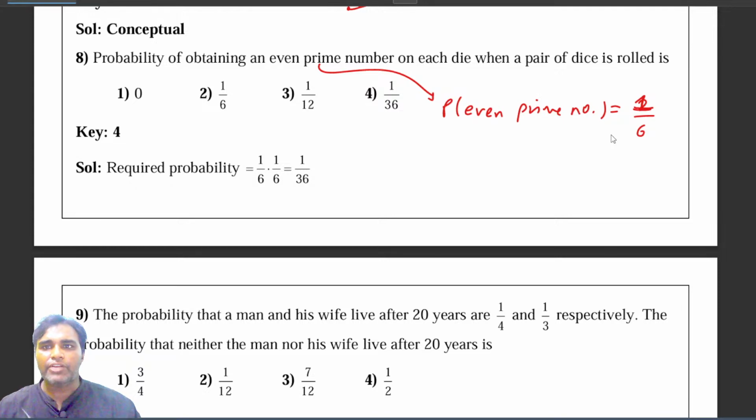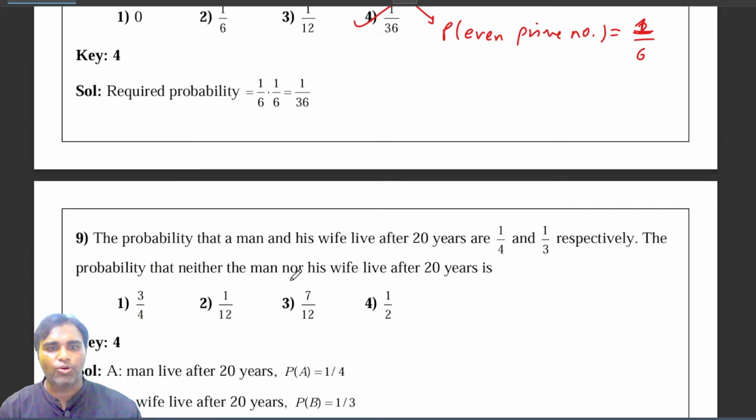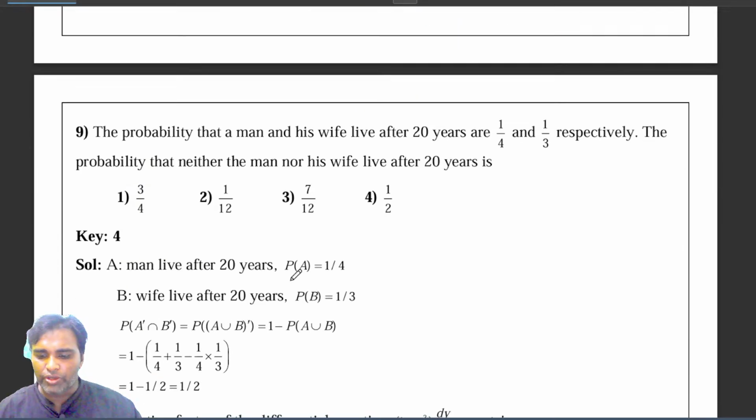Now we are rolling it as a pair, meaning 2 times. So 1 by 6 into 1 by 6, that is 1 by 36. Option D, option 4. Clear? So we can solve this using the independent events concept also. So till 8 questions, I hope it is done. Audio, video, everything is properly visible, right? Now let's see the next one, question number 9.